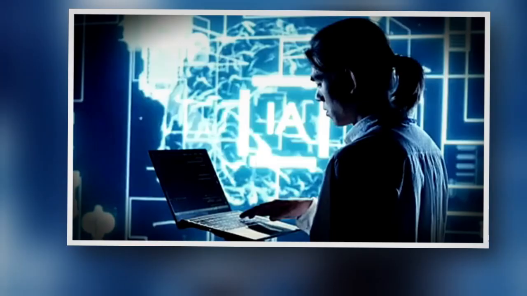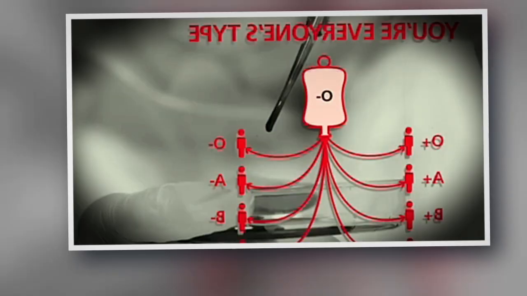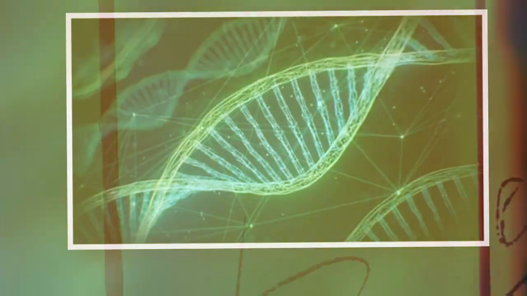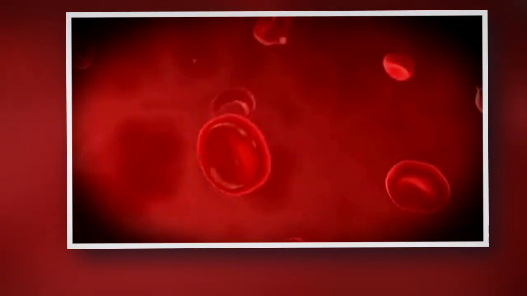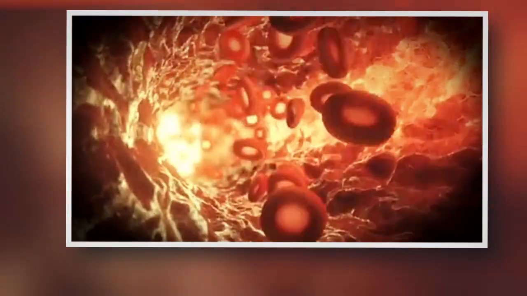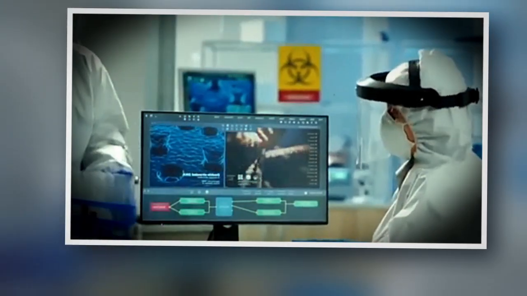For years, we've lumped everyone with type O into one big category, assuming their blood was essentially identical. But that's where AI comes in and throws a wrench into things. By analyzing massive datasets of genetic and molecular information, AI has revealed that there are actually subtle, but significant, subtypes within blood type O. These subtypes, these variations, don't always behave the same way.